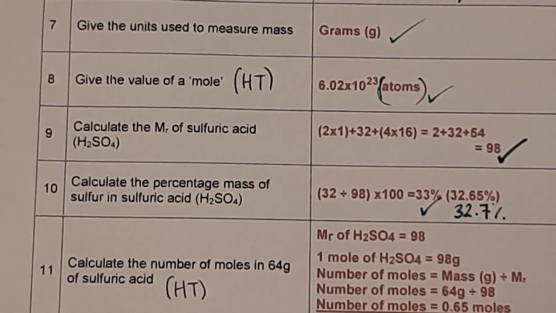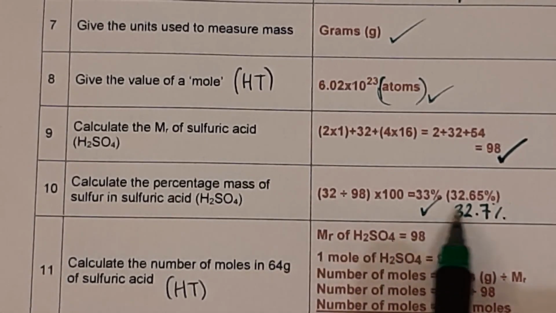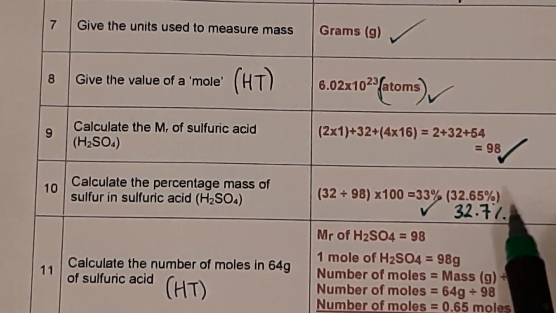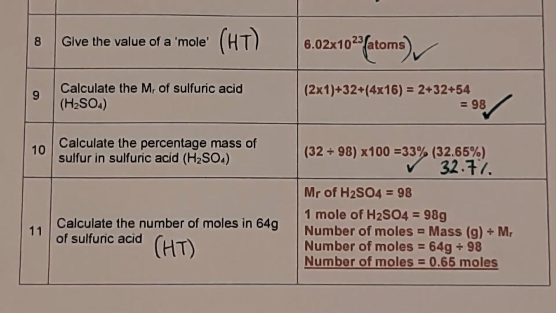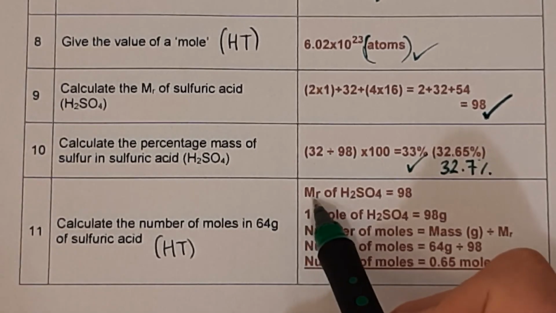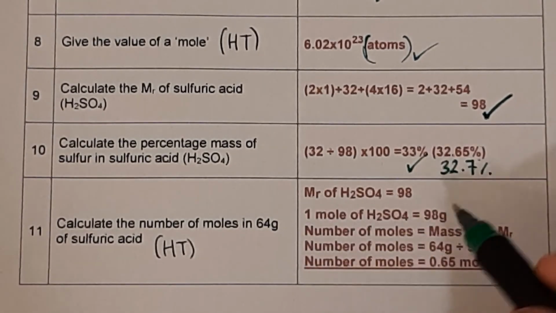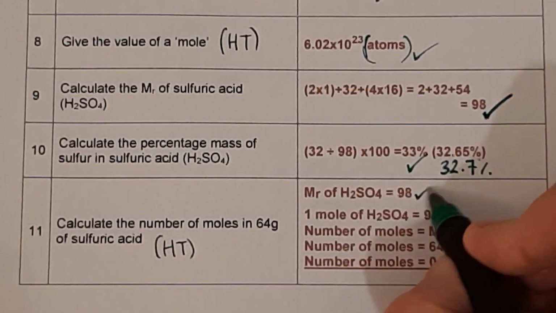If you got it wrong, make sure you write out the full answer, not just the final part of the answer. Question 11 is a higher tier question. Calculate the number of moles in 64 grams of sulfuric acid. Okay, so you need to know the relative molecular mass of sulfuric acid, and that's 98. So you can have a mark for that part.